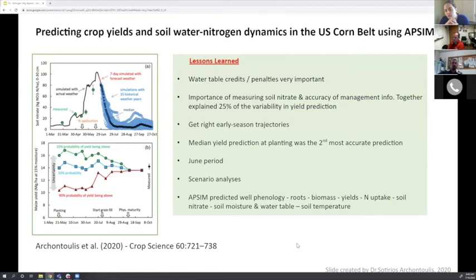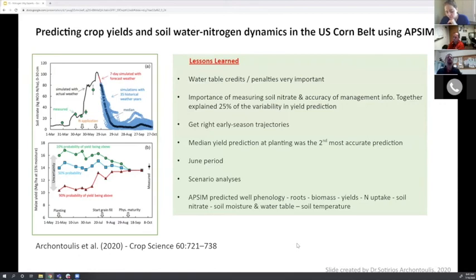We explained this by the buffering capacity of the shallow water table. When you don't have enough water, the water table supplies it. When you have too much water, the water table brings a penalty, and somehow the yield is not very variable in this environment. In an environment without water table, the variance in yield can be 3 to 5 times larger than in our environment here. So this is how we explain this good prediction at planting. And overall, this is good news, because at planting or near planting time, there are lots of management decisions that take place. So it's good to have a good prediction there.